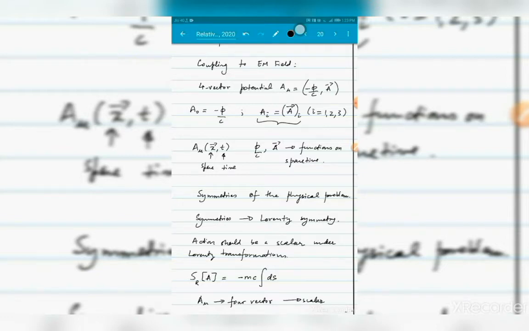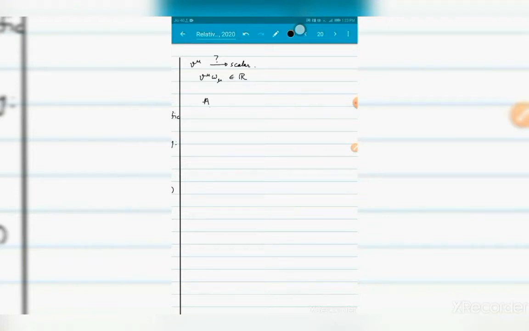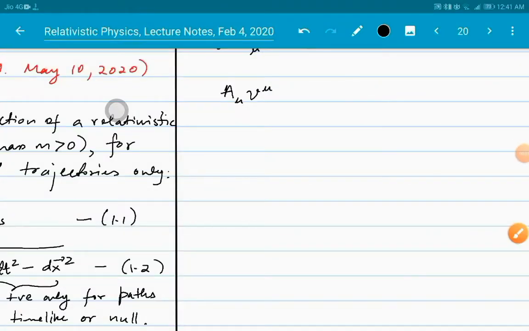So if we are given any 4-vector, how do we get a scalar out of it? We know how to do that. We just take any other 4-vector and contract it, and this becomes a scalar. So if we have this 4-vector A mu, and it is defined at every point along the path of the particle, then we just have to contract it with some other 4-vector V mu, which is also defined along the path of the particle. Once we do this contraction, we get a quantity which is a Lorentz scalar.